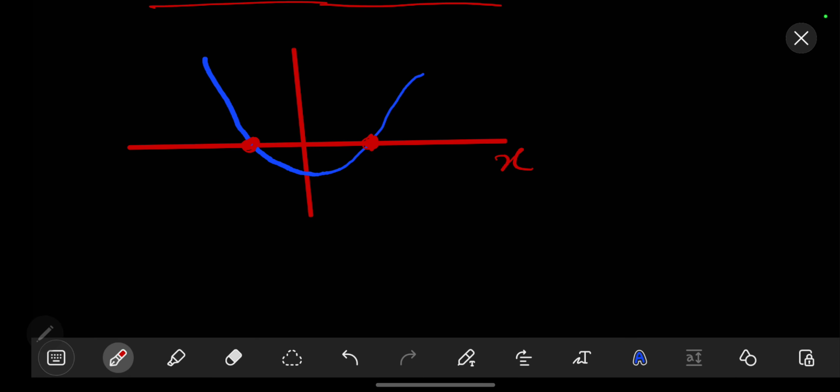So those 2 points are called the roots of the equation. Like let's say if here it is equal to 1, let's say here it is equal to -1. So this x is equal to -1 and our x is equal to +1. That's our root. So now what does this tell us?